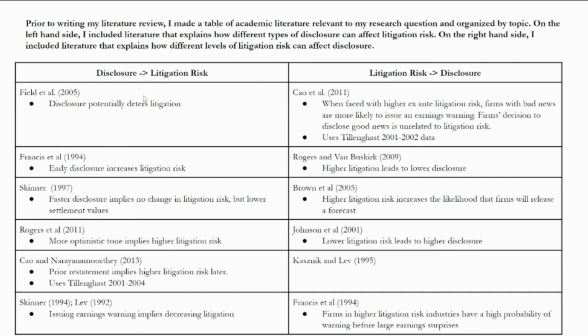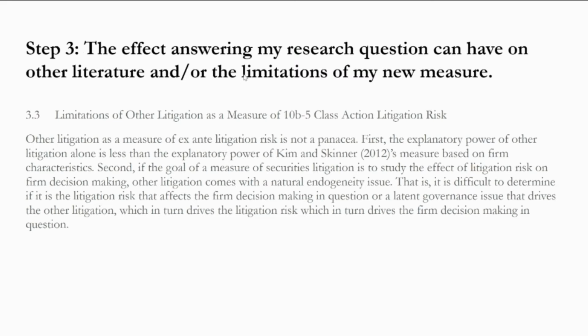But I say, well, this finding was a result of prior measures of litigation, and now in my new measure of litigation, other litigation, I'm actually going to find that disclosure potentially increases the risk of litigation, right? And then I'll want to describe why they found this with the old measure of litigation risk, but now with my new measure, they're actually going to find the opposite result, which is that disclosure potentially increases litigation risk. And so that's one example of a way that you could answer step three.